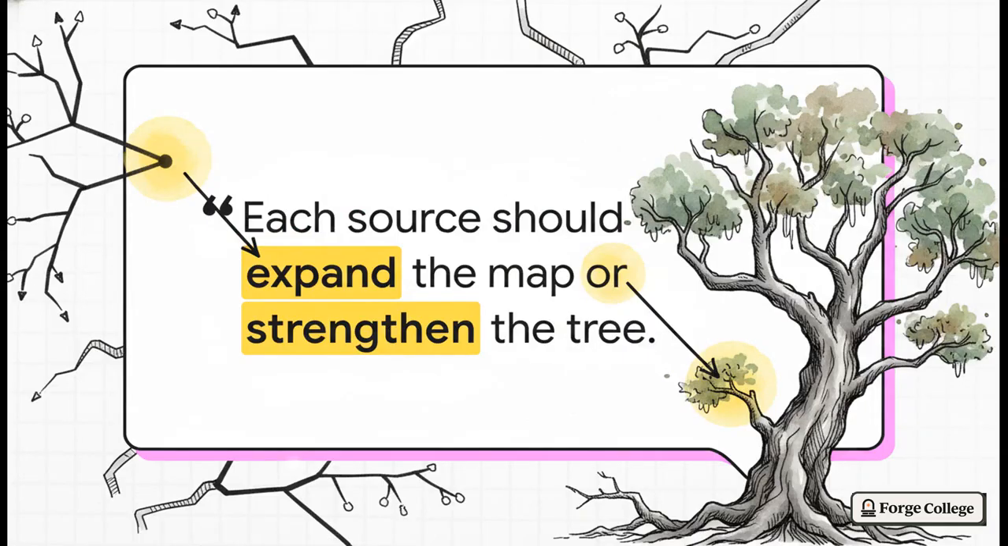I really want you to keep your quality control standards incredibly high here. Ask yourself this question constantly. Does this source expand my research map, or does it strengthen a branch of my argument tree? If it doesn't do either of those things, drop it. Seriously, toss it out. Don't let a fascinating but ultimately irrelevant tangent distract you from the actual build.